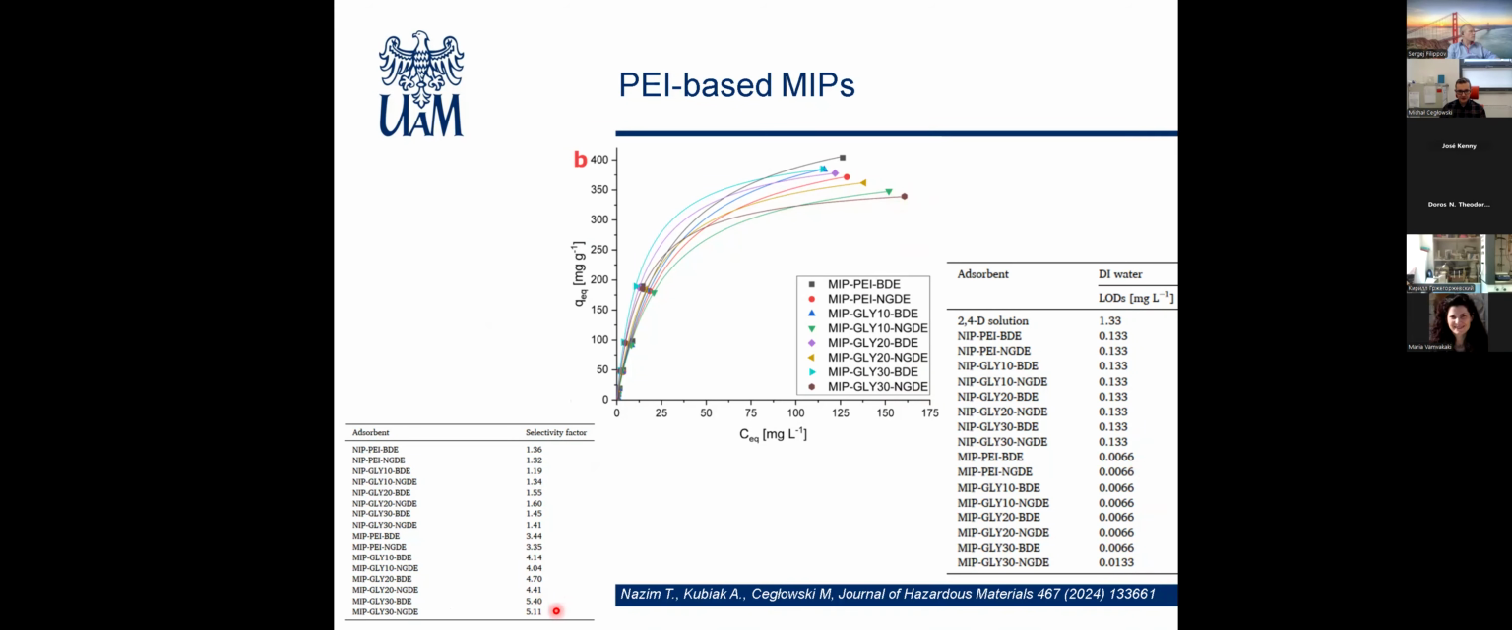Nevertheless, we obtained a better selectivity factor for the functionalized one, the one with the glycidol, so actually the selectivity increased, but the overall capacity has gone lower. It sometimes happens. Yeah, but still the selectivity for all MIPs is much higher than the one obtained for non-imprinted materials.